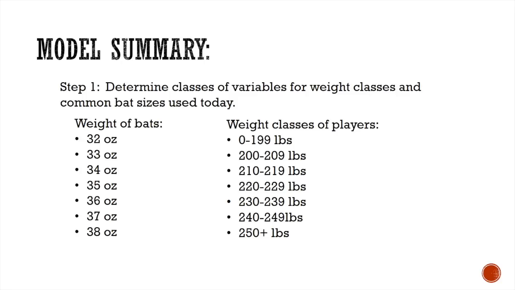Step 1 is to determine the various classes of variables. The average weight bat used in the Professional Baseball League is 35 ounces, and the average weight of a professional baseball player is 225 pounds. So populating 3 classes in either direction, you come up with these 7 different classes.